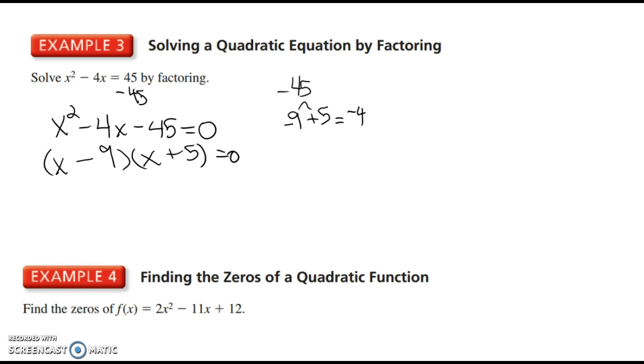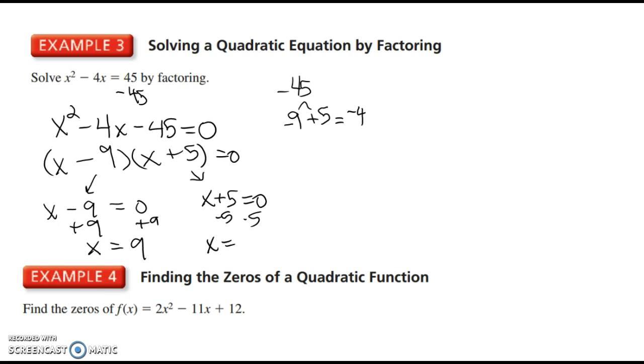Once it's factored, we're going to use the zero product property. That says we next take each of our factors and make them equal to 0, because one or both of these must be equal to 0 for the whole thing to equal 0. You're then going to solve these mini equations. I can add 9 over, and then I can subtract 5. So my solutions are 9 and negative 5.